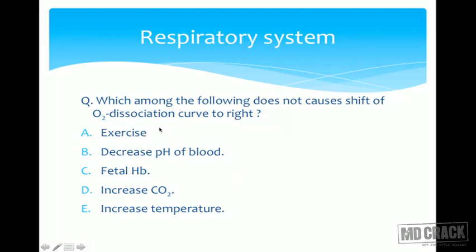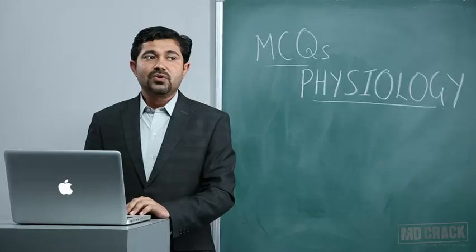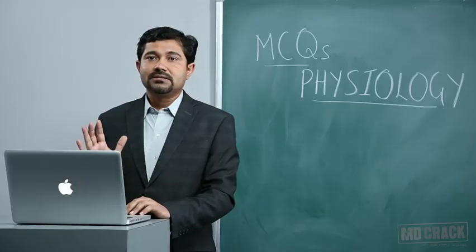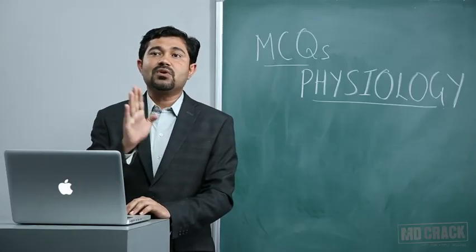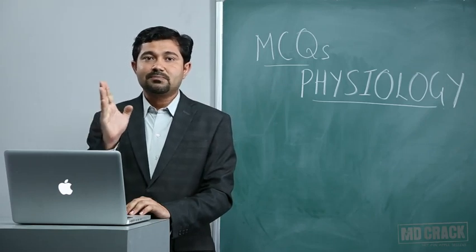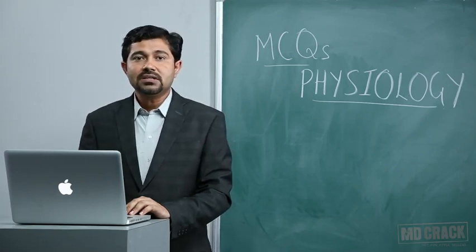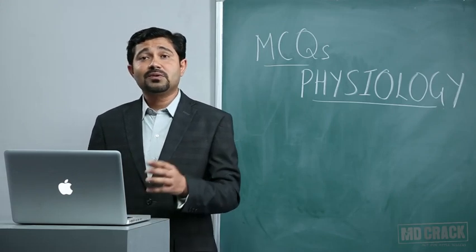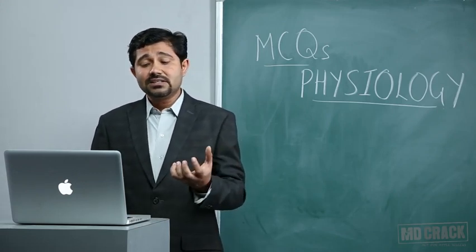Whenever the oxygen hemoglobin dissociation curve shifts to the right, what is the meaning of that? It is going to cause more release of oxygen. For the same partial pressure, more oxygen will be released, and a lower percentage of saturation will be bound. The percentage of saturation of hemoglobin with oxygen will decrease.